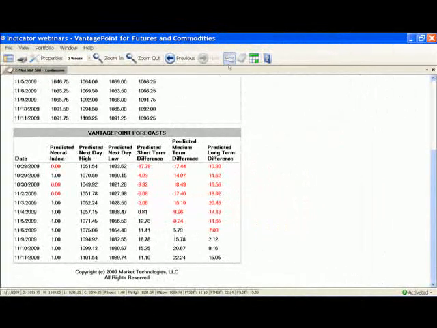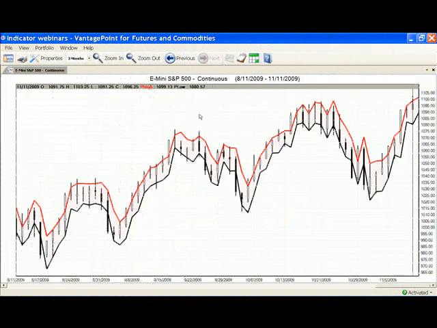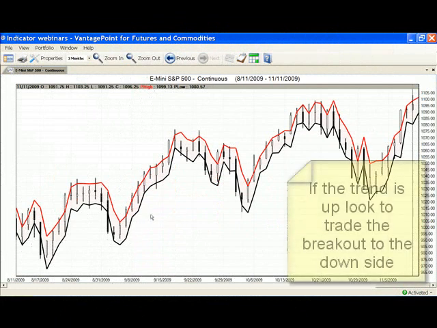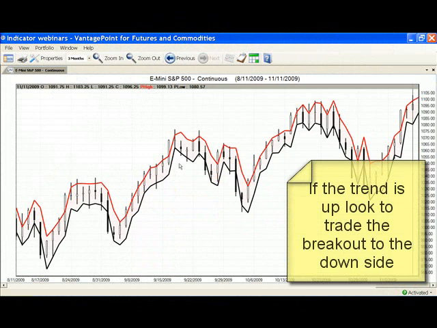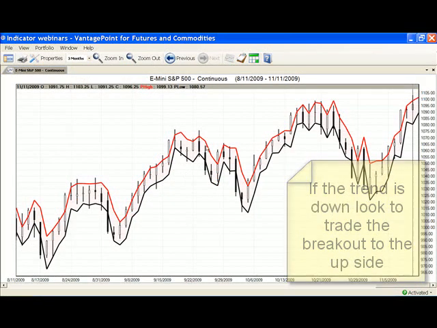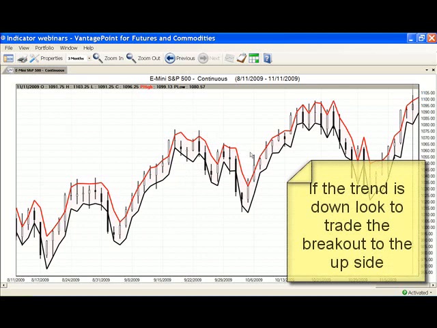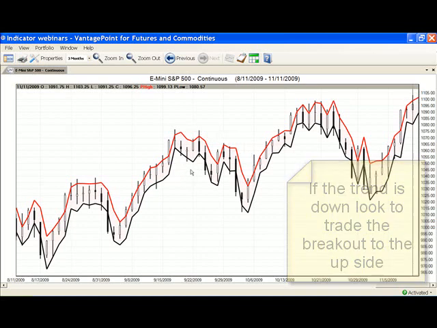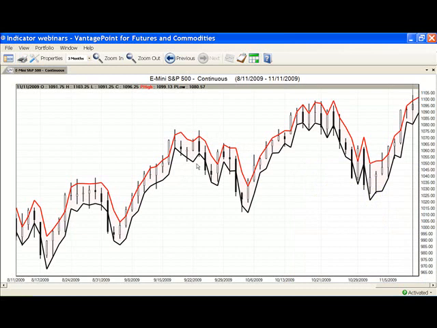Now we want to go back to the chart and to show you a little bit more about the process of trading the breakouts. If you see a trend that is moving to the upside like this, you will want to trade the breakout to the downside. If you see a trend that is coming down like this, you will want to trade the breakout to the upside.